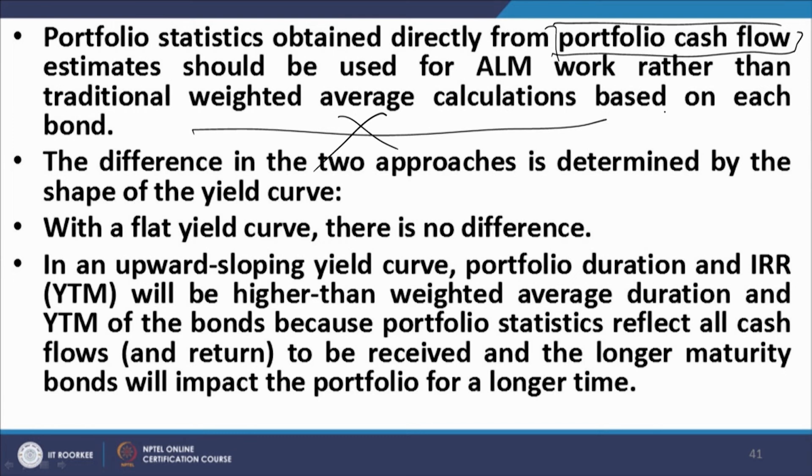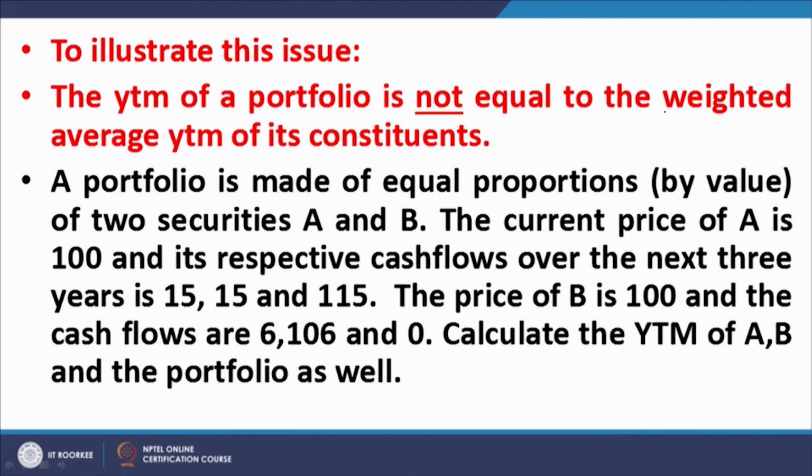So, if the yield curve is flat, you can afford to make this approximation, but if the spot yield curve is upward sloping, then you cannot do that. Let us take an example, a typical example.